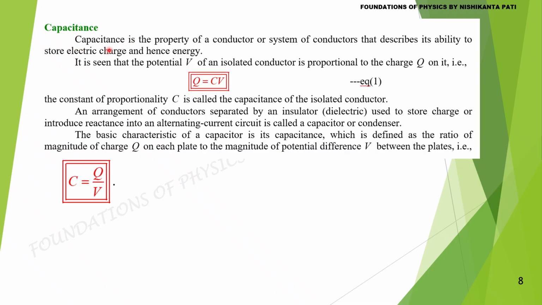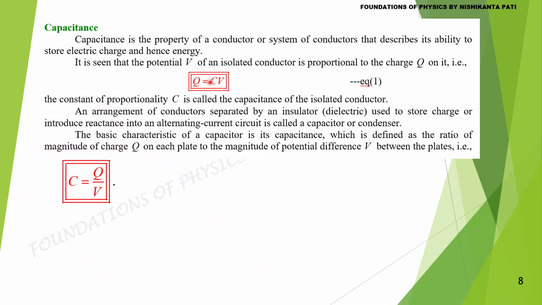The capacitance or capacity of a water tank, we understand as the water storing capacity. The water storing capacity of a water tank doesn't vary with the amount of water present. Similarly, the capacitance of a conductor measures the charge storing capacity. Similarly, the capacitance of a conductor should not depend on the amount of charge present in the conductor.